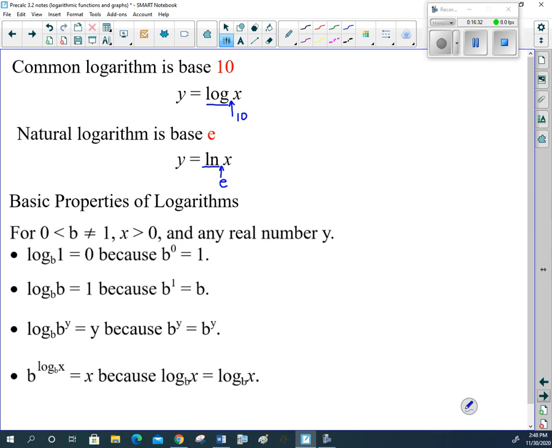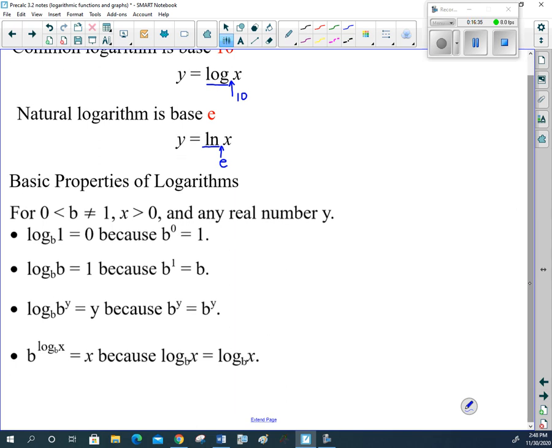And then down below here, if you use our whole rules that we just did about rewriting, notice if I start here, base b raised to the 0 power equals 1. B raised to the 1 power equals b. Right here, we start here, b raised to the y equals the power, b to the y. B to the y equals b to the y.